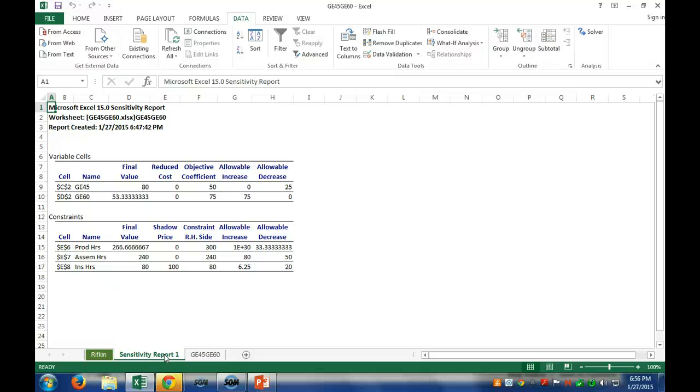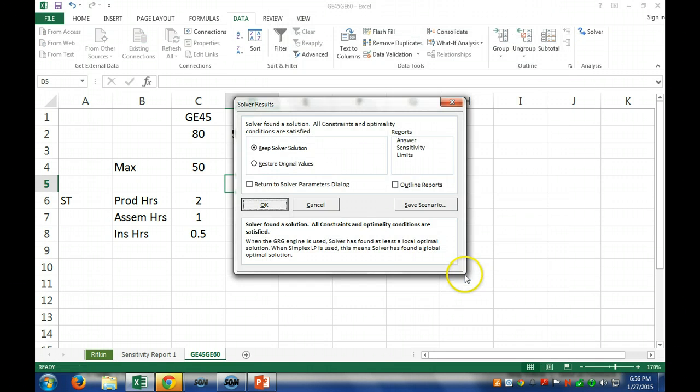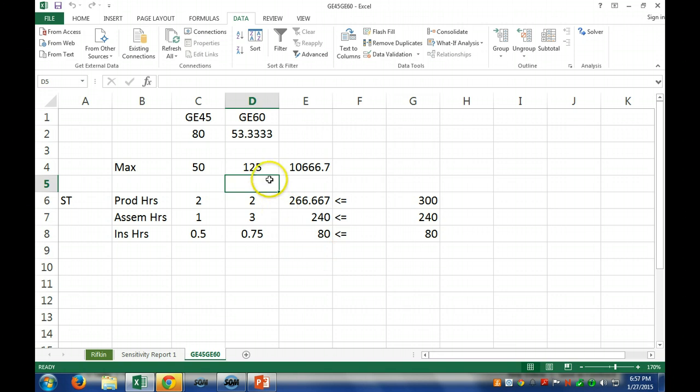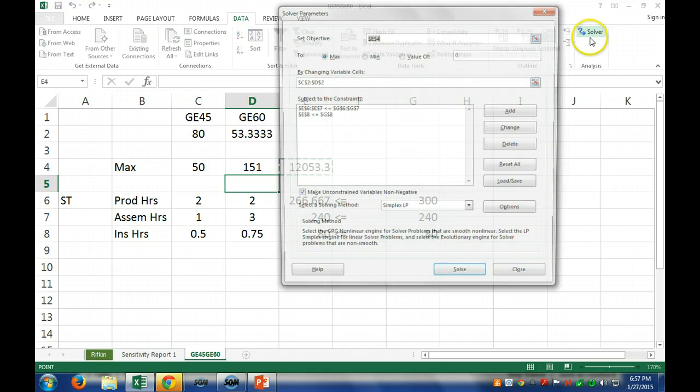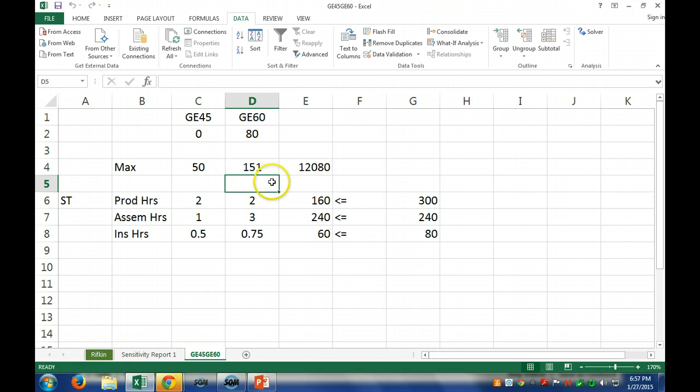Let's try it. So if I change it to, I don't know, $125, is that in the range of optimality? It is. So if I resolve, still 80 and 53. If I go to 151, is that in the range of optimality? No. So if I resolve, we're going to see a change. How about if I go down to 74? Is that in the range of optimality? I resolve.